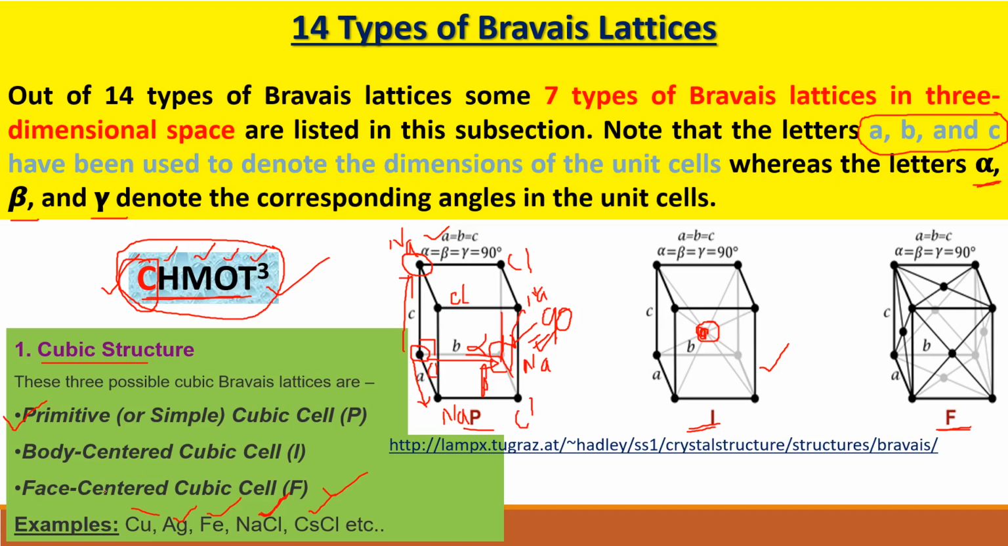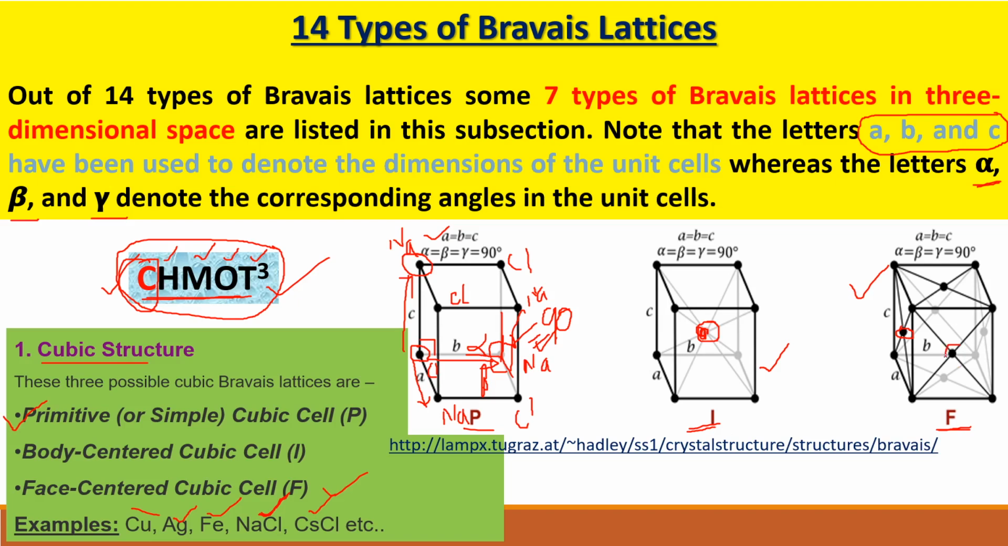Or how can we determine this face centered cubic cell? This image represents the face centered cubic. It means there are 6 faces of the cubic cell. Okay, you have to consider a cube, and we can observe 6 faces, and on every face, in the center zone, one atom is located or present. It means that it is a face centered cubic.